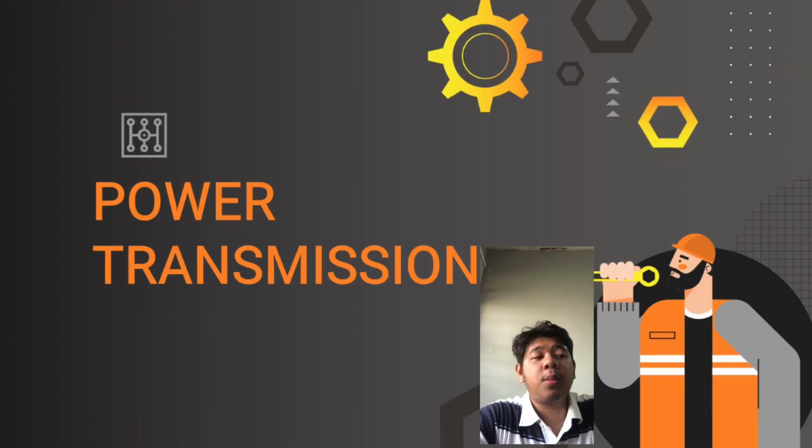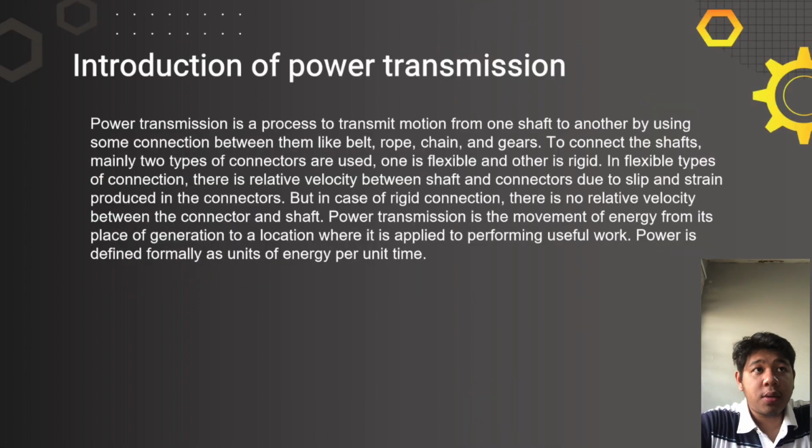On this slide I want to talk about the power transmission. Introduction of power transmission. Power transmission is a process to transmit a motion from one shaft to another by using some connection between them, like a belt, rope, chain and gears. To connect the shafts, mainly two types of connector are used. One is flexible and the other one is rigid.